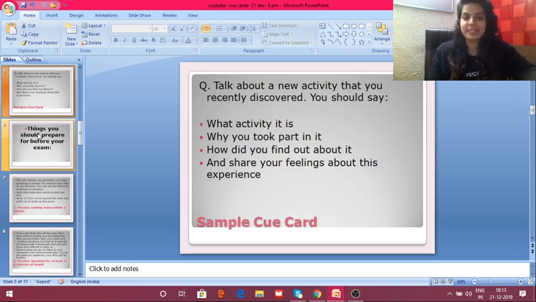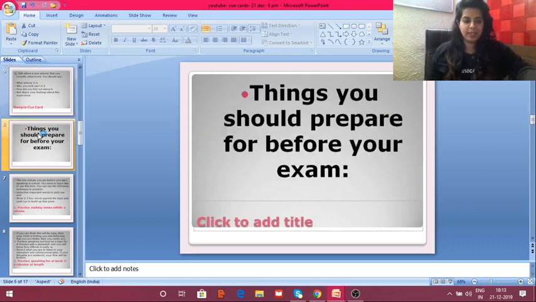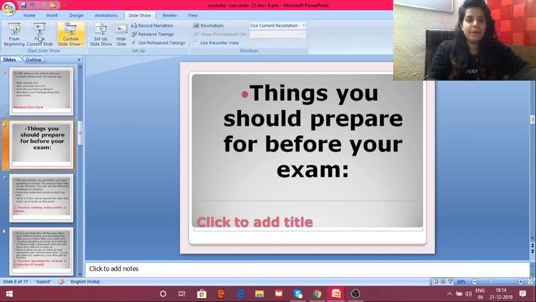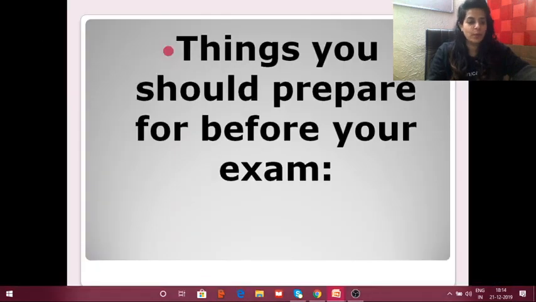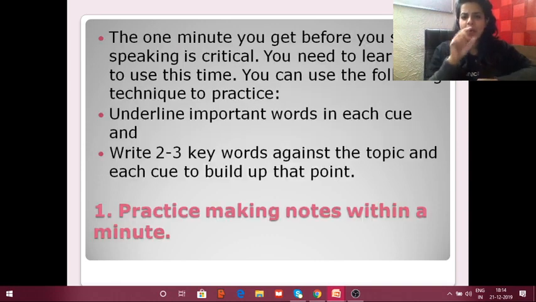Absolutely. Great. So now, after this cue card, let's understand things you should prepare for before your exam. What are the things you should keep in mind before you take this cue card examination, right? What is the first tip which I give to my students? Practice making notes within a minute.